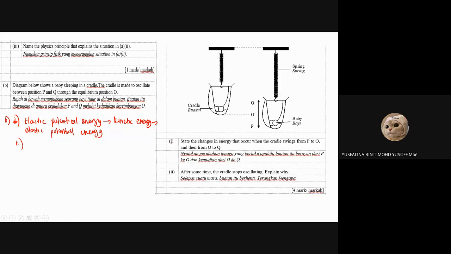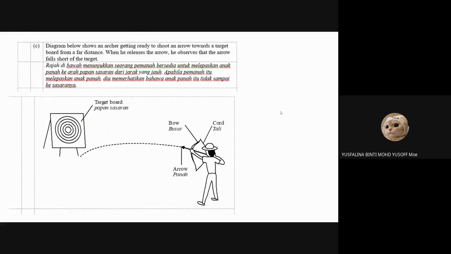Teacher, isn't there gravitational potential energy because there is a difference in height? For this one, because they use a spring, the spring possesses elastic potential energy. So it's more to the elastic potential energy, and you have to know that it is the elastic potential energy that makes the baby swing, that makes the cradle oscillate. For number 2 we skip that one because we didn't learn it yet.